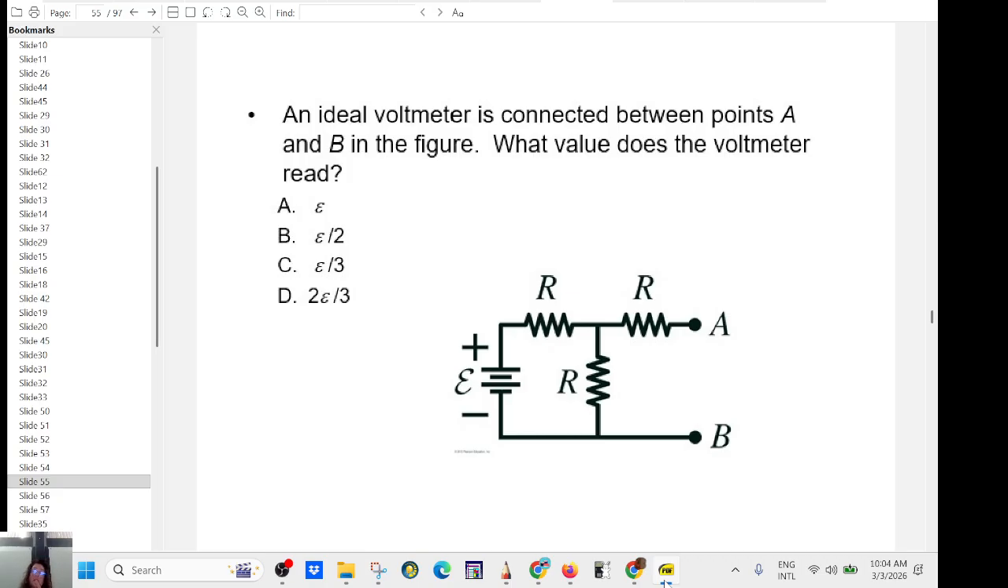Okay, try to do that. It's a little bit tricky. If a current does not go through a resistance, there is no voltage drop. If there is no current, there is no voltage drop. So if there is no current going through a resistance, you can replace the resistance just by a wire.